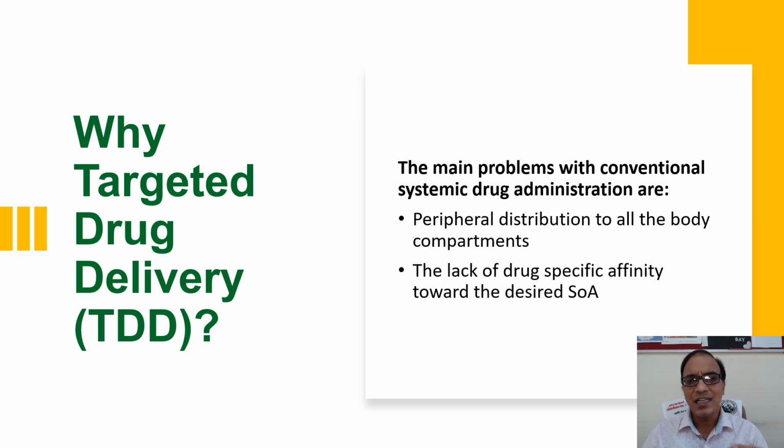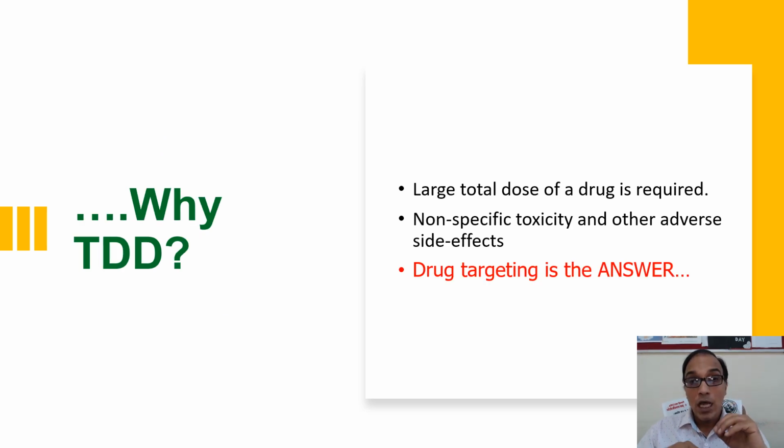Number two, the lack of drug-specific affinity towards the desired site of action. It is not like the drug is going to attach to a particular site of action only. The specific affinity is not there in the case of conventional dosage forms. And a large total dose of drug is always required, because a very small fraction is going to reach and bind or act on a particular site of action, because most of the drug amount is distributed in the systemic circulation throughout the body. So that's why we need large total doses in the case of conventional dosage forms.